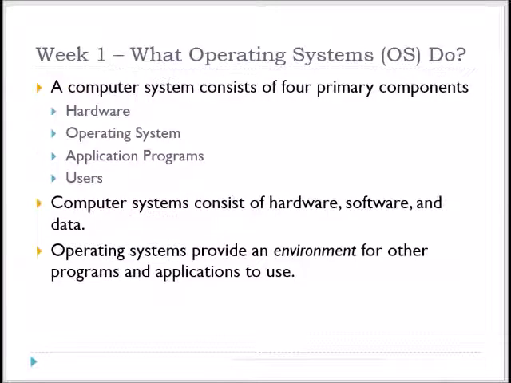So to continue on, a computer system consists of 4 primary components. There's hardware. They all have an operating system. They all have application programs, and computers need users, whether it's a single user or many users. So operating systems, it's important to understand that they provide the environment.